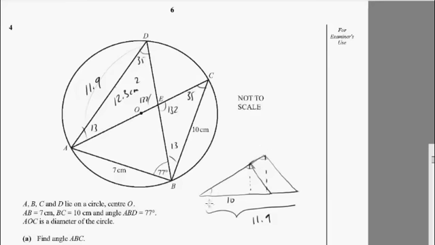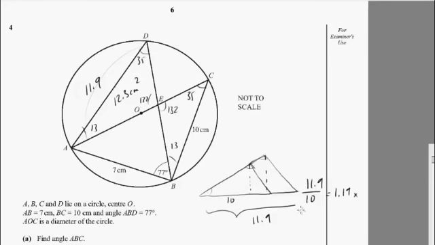Now to do this question, the key thing is to see how much bigger this is compared to this. So if we divide, for example, 11.9 by 10, we find that the bigger triangle is bigger by 1.19 times. So 1 plus another 19% bigger. Or we could look at it the other way: the bigger triangle is 1.19 times bigger than the smaller triangle.